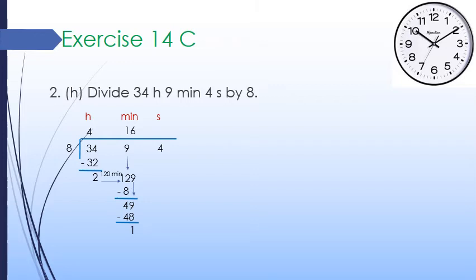Now this 1 minute will change to seconds, and 1 minute is equal to 60 seconds. So it will go to the second section as 60 seconds, and 60 seconds plus 4 seconds is equal to 64 seconds. Now we will divide 64 seconds by 8, and we know that 8 8s are 64. So the remainder is 0. Therefore, 34 hour 9 minutes 4 seconds divided by 8 is equal to 4 hour 16 minutes 8 seconds.